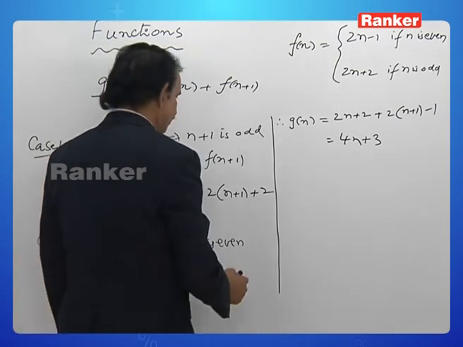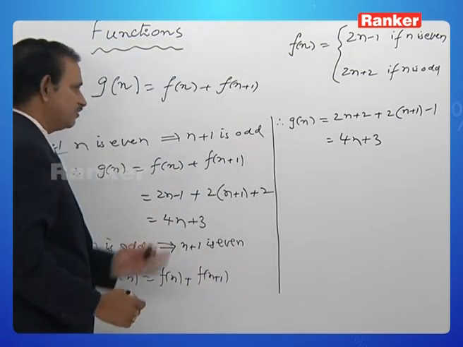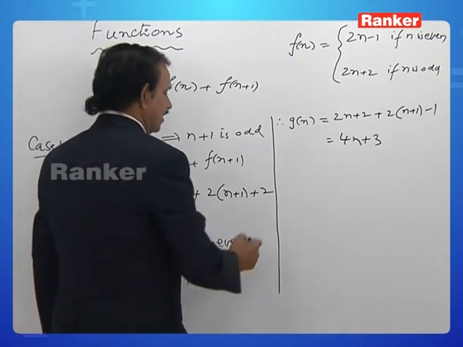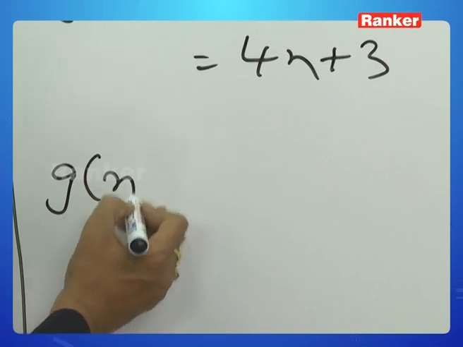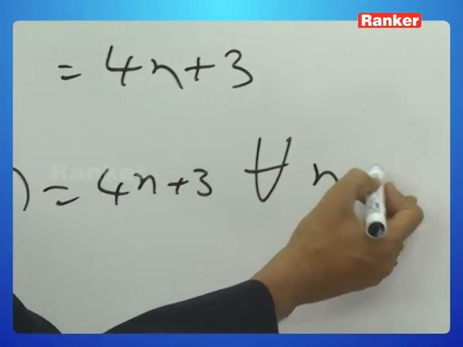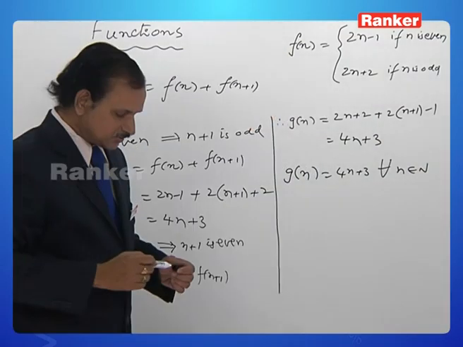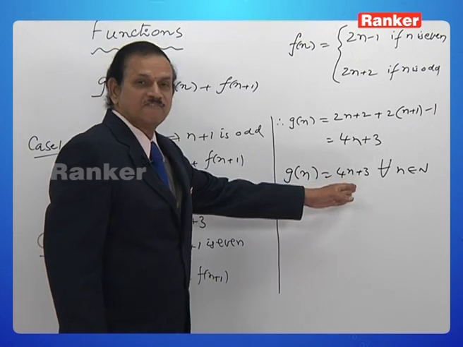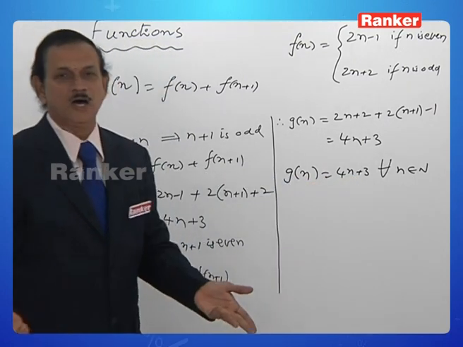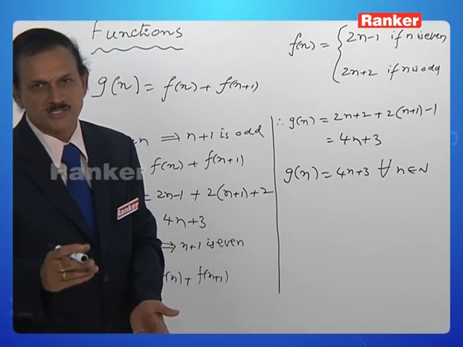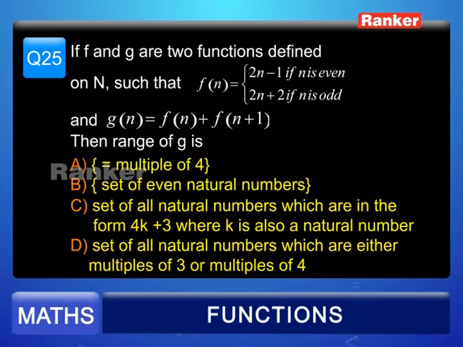Observing these two cases, in case 1, g of n is 4n plus 3. In case 2 also, g of n is 4n plus 3. What can you decide? G of n is equal to 4n plus 3 for all n belongs to N. That is, the range of g is the set of all natural numbers of the form 4n plus 3 or 4k plus 3, as it is given in option C. In option C, he is saying, the set of all natural numbers which are in the form 4k plus 3.